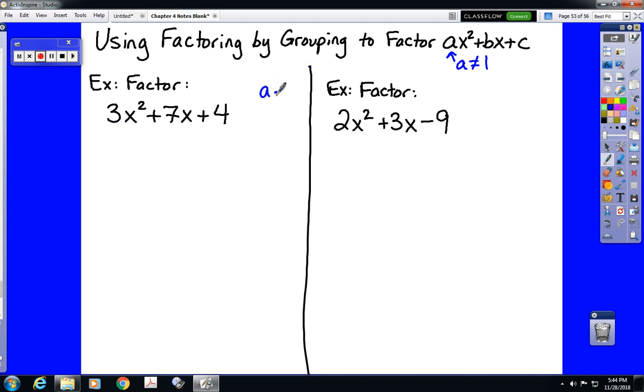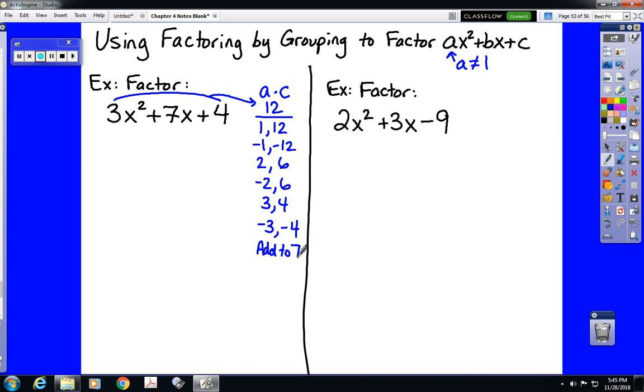Instead, what we need to look at is the number a times c. So we do 3 times 4, which is 12. And we need to look at the factor pairs of 12. Now remember that that could be positive or negative numbers as long as they multiply to 12. So there are a total of 6 pairs of numbers that multiply to equal 12. We want the set that adds to b. We need the set that adds to 7 in this case. See the 7? So that would be 3 and 4.